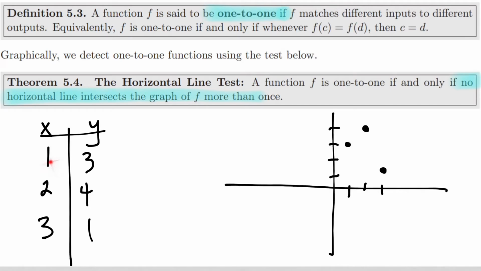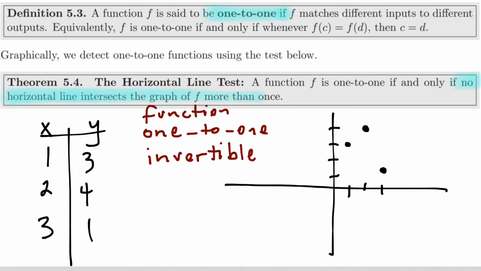Here you can see that you don't have any repeats in x, you don't have any repeats in y. So you pass the vertical line test, meaning it is a function, and you pass the horizontal line test, meaning it's one-to-one. So we can conclude that it is a function, that the function is one-to-one, and that the function is invertible, meaning it has an inverse.